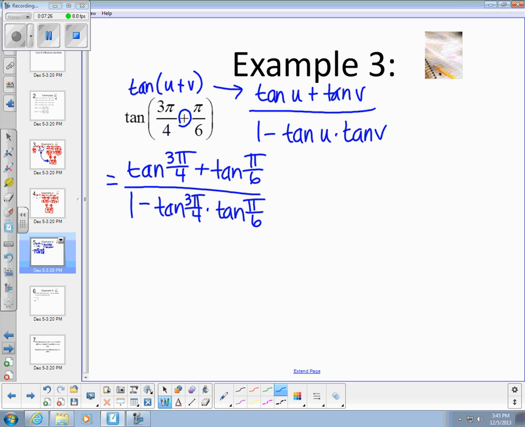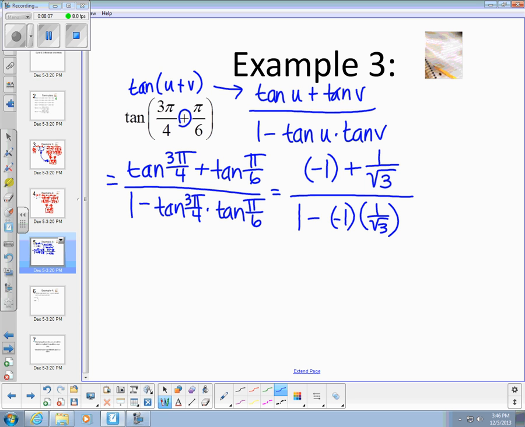Okay, now, just like with sine and cosine, I use the hand trick to get the values for tangent of 3 pi over 4 and tangent of pi over 6, and those are the only two values I actually need for this problem. So tangent of 3 pi over 4, when you use the hand trick, you get negative 1. And it's negative because 3 pi over 4 is in the second quadrant. Tangent is negative in the second quadrant. Okay, so negative 1 plus the tangent of pi over 6, which is 1 over the square root of 3. So on the bottom I'll have 1 minus negative 1 times 1 over square root of 3.